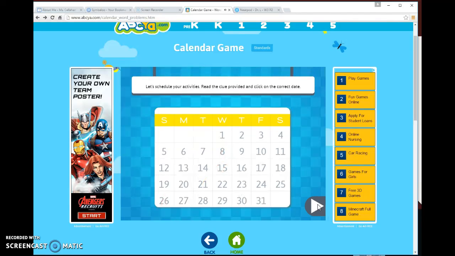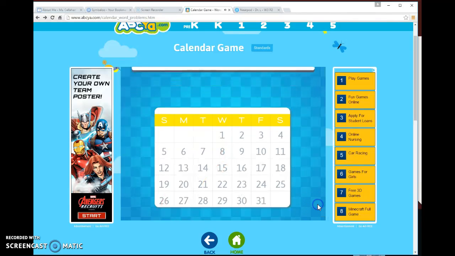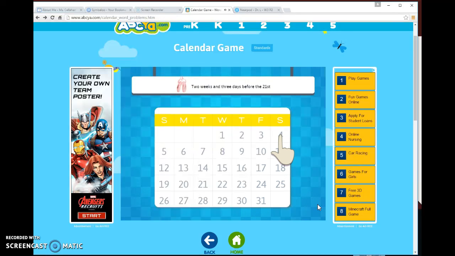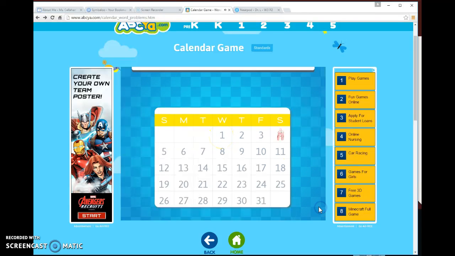It tells you that you are going to schedule events. It gives you events that you have to schedule onto the calendar, and it gives you clues as to where to schedule the events. So here it says, schedule your studying for the first day of the month, and it tells you that if you get it wrong, it won't be scheduled onto the calendar.